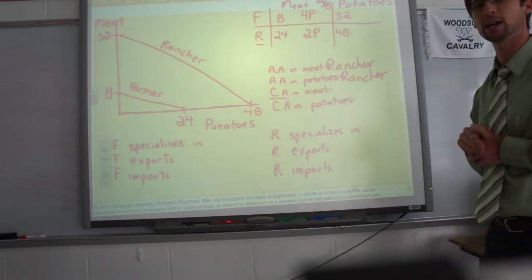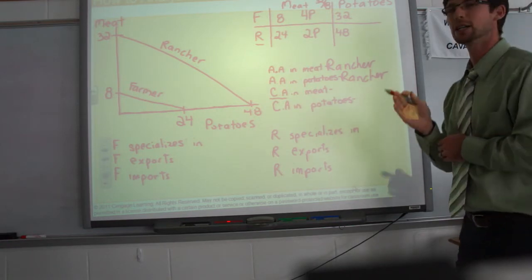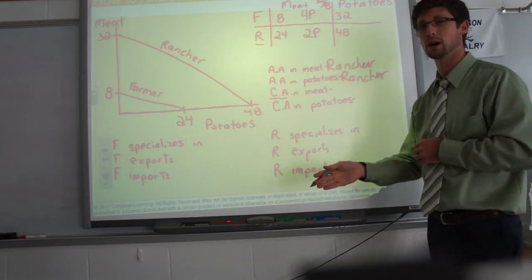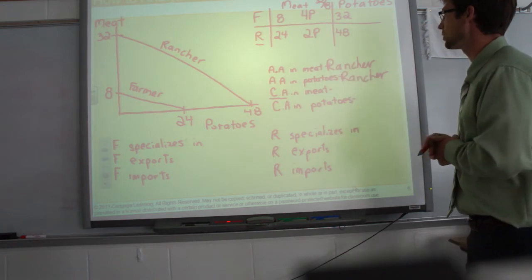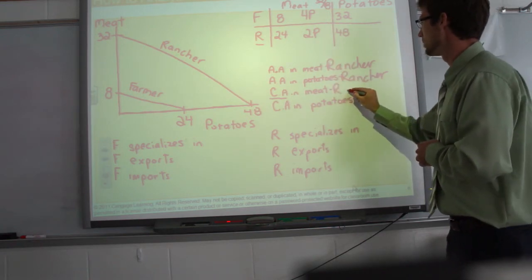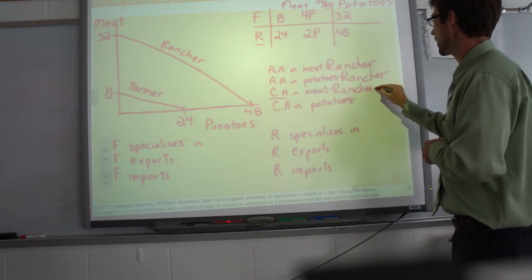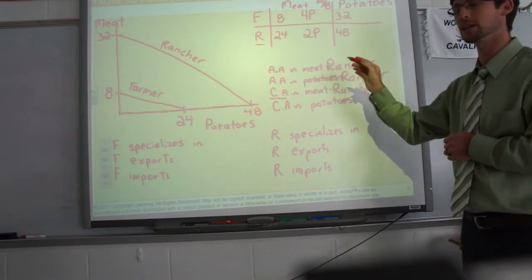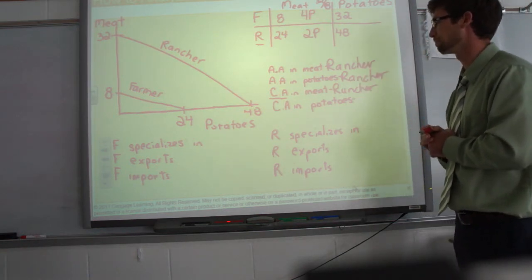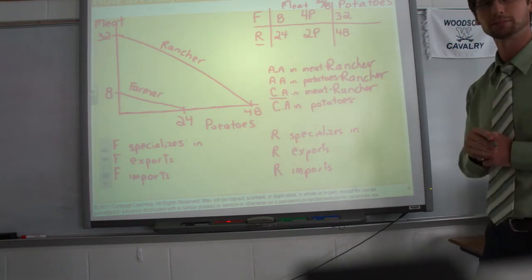Now we can see who's got a comparative advantage in meat production. It's who has a lower opportunity cost. We can see that the rancher should be making meat because the rancher has a lower opportunity cost. The rancher has a comparative advantage in meat production. Now let's look at potatoes.